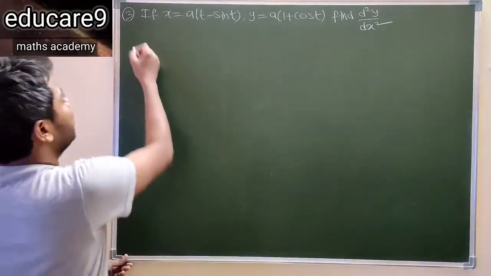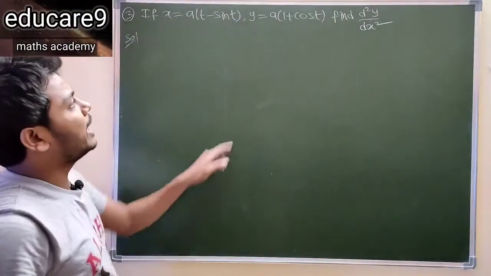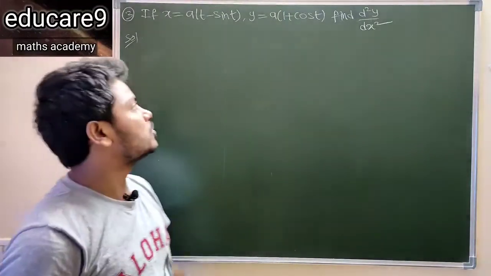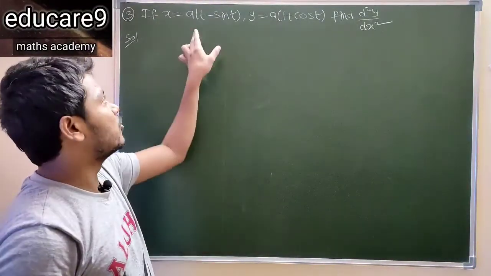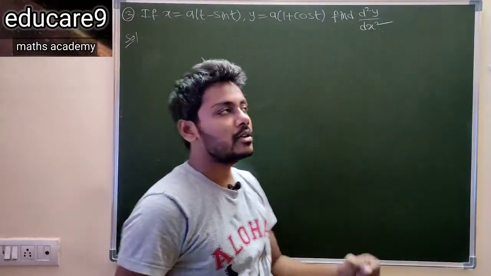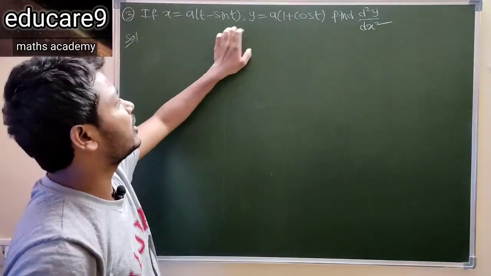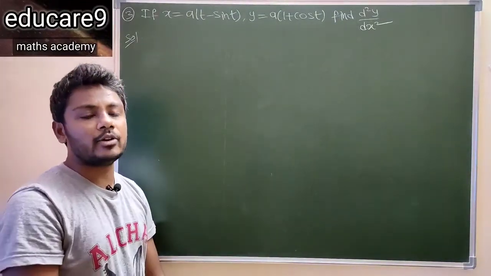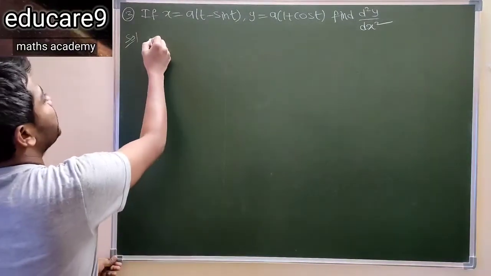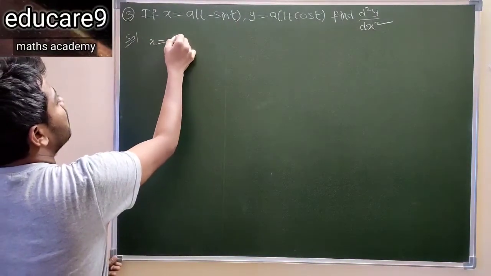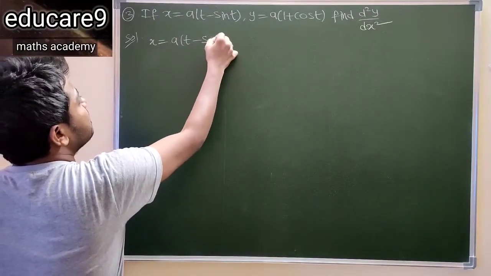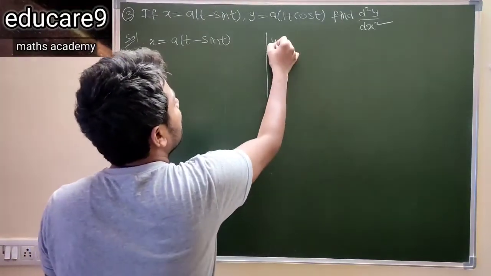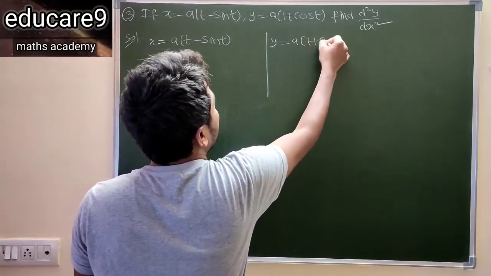See the next question, number 3. If x and y are given, then find the second derivative. So clearly we have to use the parametric method, because both functions x and y are given. See here, both functions are in terms of t, so we have to differentiate with respect to t for finding the derivative of y. So see here, x is equal to a into t minus sin t. And what is the y value? y is equal to a into 1 plus cos t.